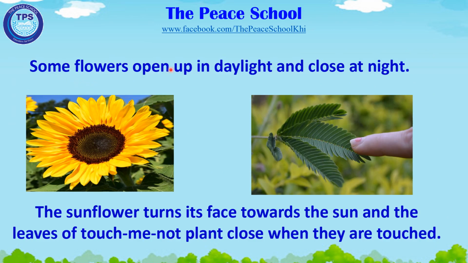Some flowers open up in daylight and close at night, like the sunflower. The sunflower turns its face towards the sun, and the leaves of the touch-me-not plant close when they are touched.